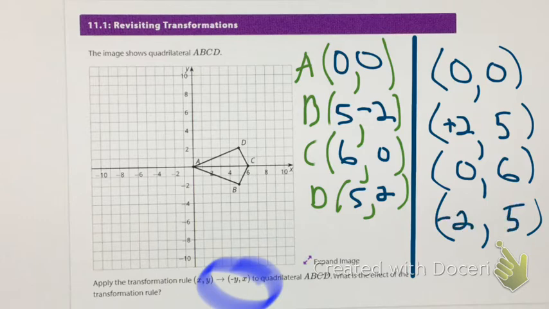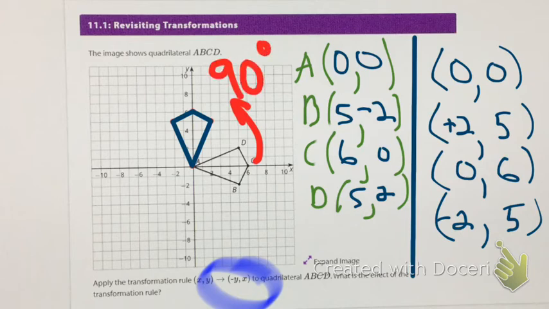So let's graph those points, see what this thing looks like. I'm going to make this a little bigger here so I can see it a little better. So I got 0, 0 still. I got 2, 5. That's right here. I got 0, 6. That's right there. And I got negative 2, 5, which is right here. So there's my new figure. Well, you can see by connecting the dots, that is a 90-degree rotation counterclockwise around the origin.